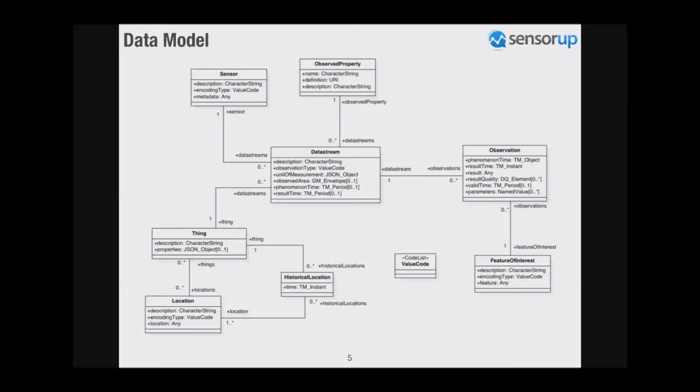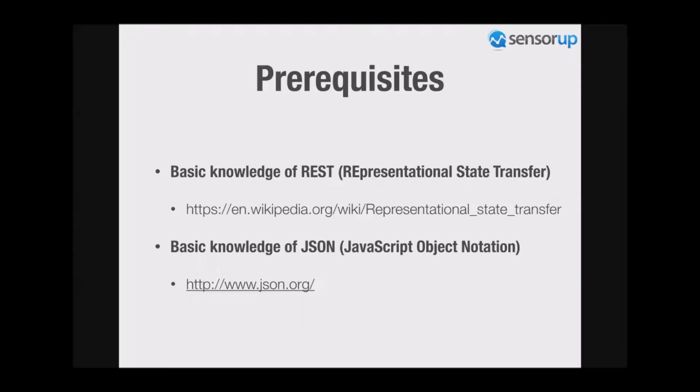So this is a very quick recap of the data model. And today, we're going to talk about how we use the SensorThings API to access each entity and filter each entity. Okay, prerequisites. That's the professor in me talking. I assume you have basic knowledge of REST, and if not, there's a link for you to read more about REST.